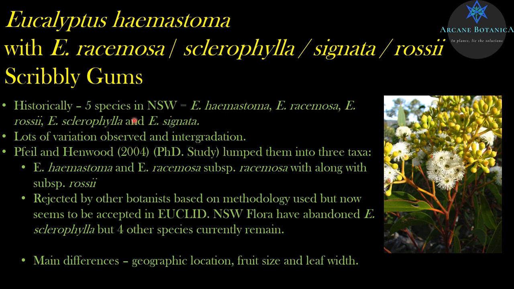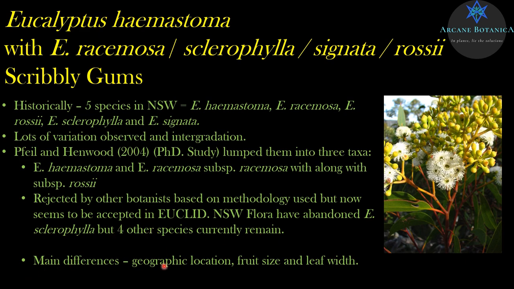And if you're going to go from five species to what we call three taxa, one species and two species with two subspecies, I'm happy with that. I don't mind that. If people are having trouble discerning these things, then a bit of lumping. Look, I'm a bit of a lazy botanist. I'm always happy with that. So New South Wales Flora, they've abandoned sclerophylla, but the four other species currently remain.